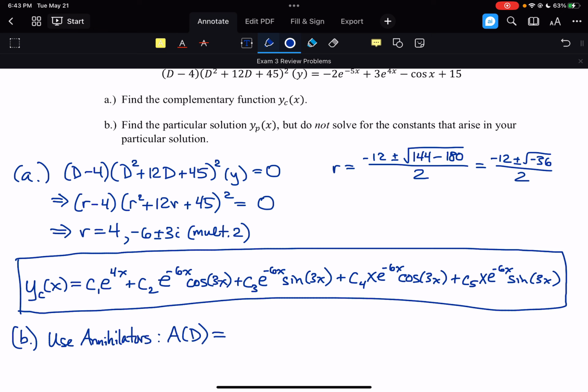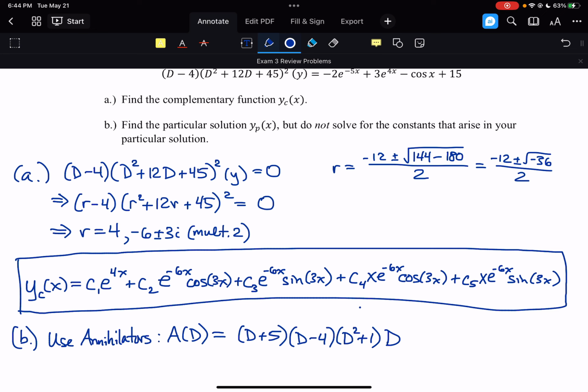So A of D, let's see. For e to the negative 5x, we get D plus 5 because it's D minus negative 5. For e to the 4x, that's D minus 4. For the cosine of 1x, that's going to be D squared plus 1. And for the plus 15, this one technically is counted as a polynomial, but it's to the 0th power. So that'll be D to the 0 plus 1, so just D. So just times D.